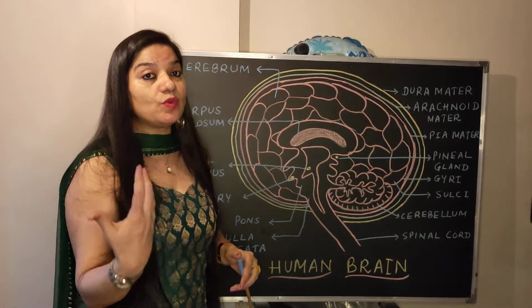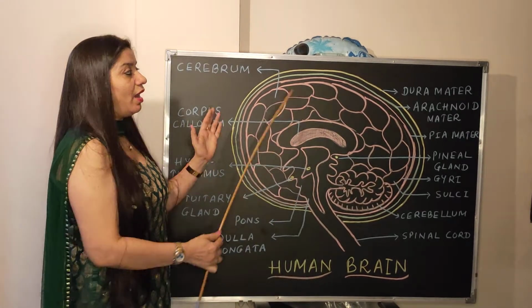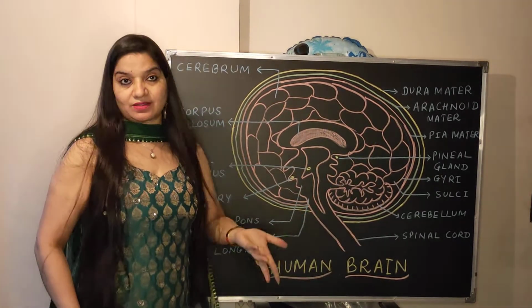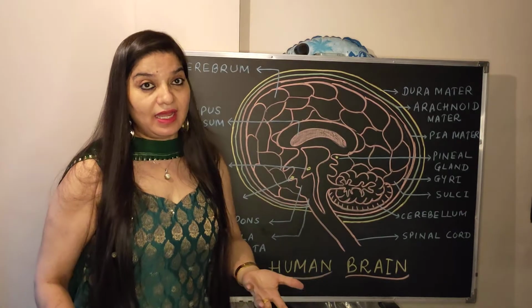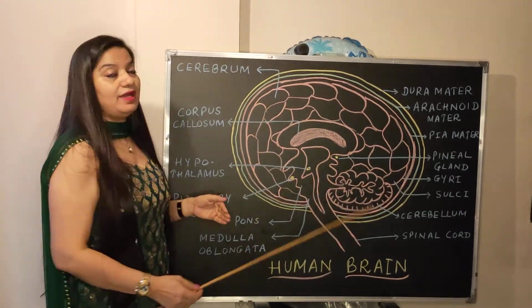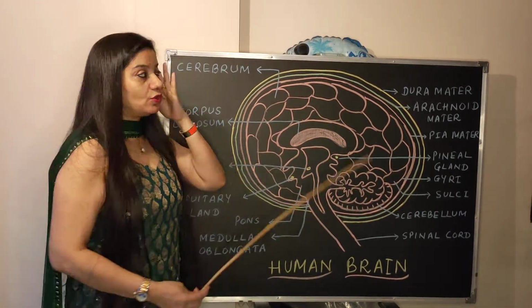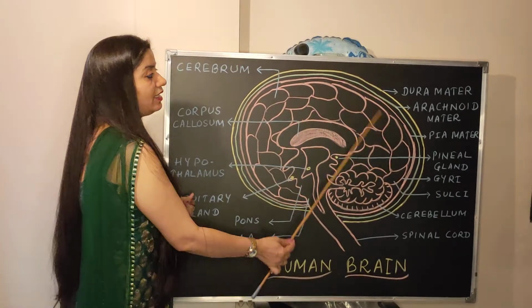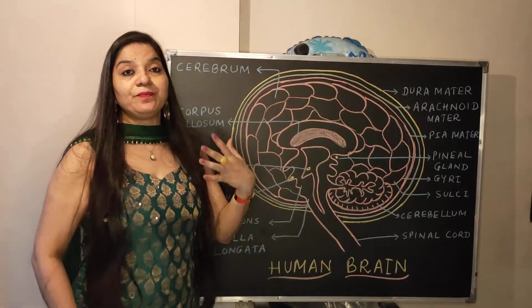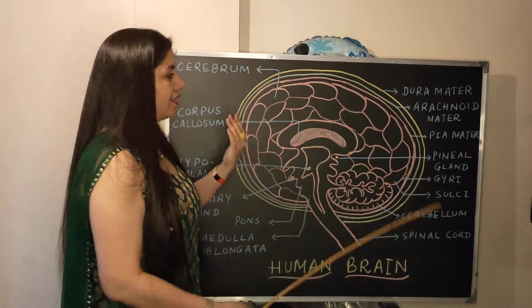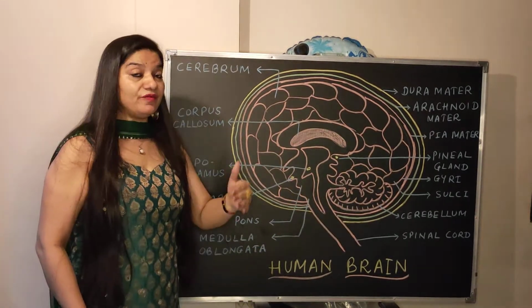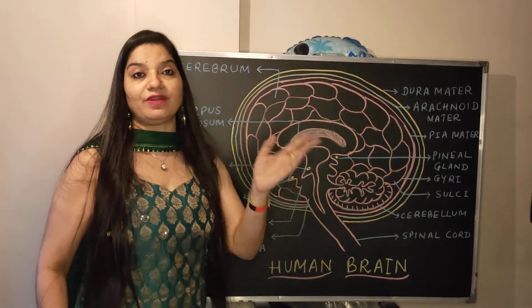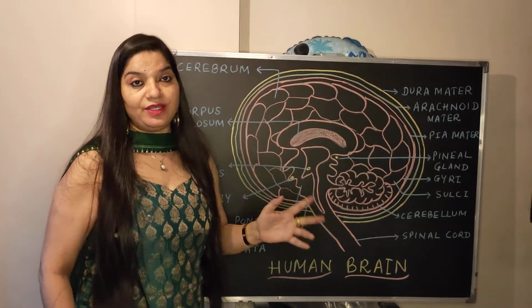Now there is a matter which is arranged in the cerebrum. The outer part, that is the cortex, has grey matter, and the inner part, that is medulla, has white matter. So the outer part of the cerebrum has the grey matter, whereas the inner part has the white matter. Again, very important, they ask the arrangement of grey matter and white matter of the cerebrum.